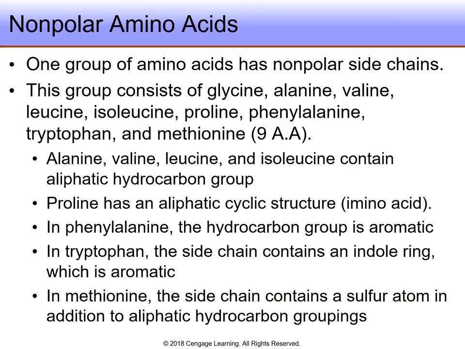Now, in order to study amino acids correctly, they are grouped into the following groups. We have nonpolar amino acids. One group of amino acids has nonpolar side chains. This group consists of 9 amino acids. They are named here.